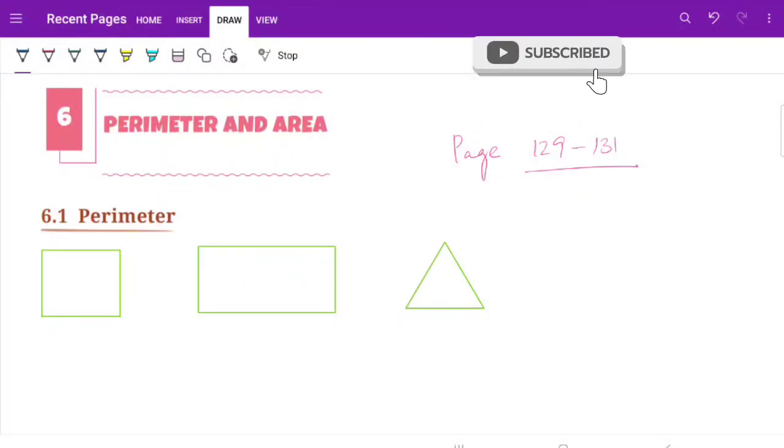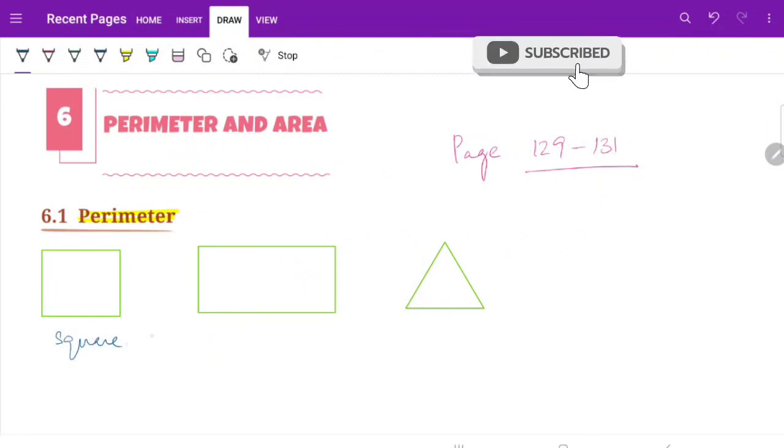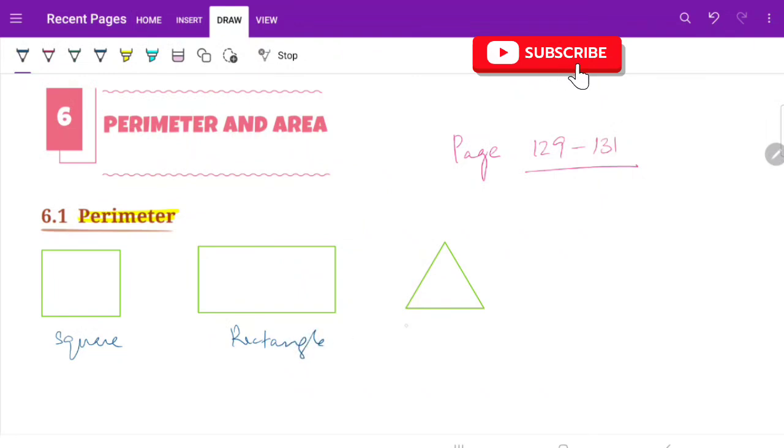Dear students, in this video we will see chapter number 6, perimeter and area. The first topic, 6.1, is perimeter. For this I have kept here some shapes. The first one is a square, the second one is a rectangle, and as you know, the third one is a triangle.